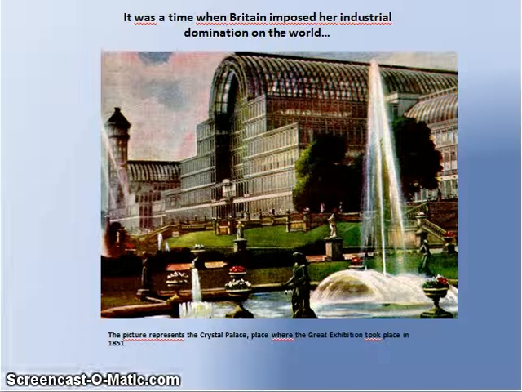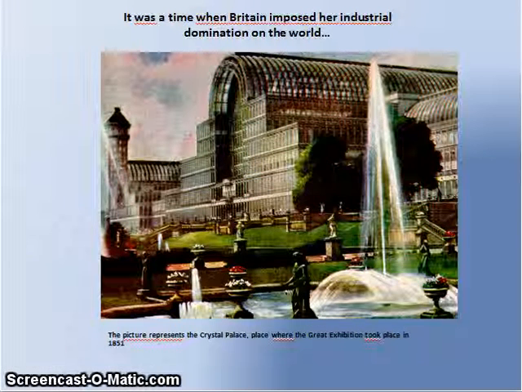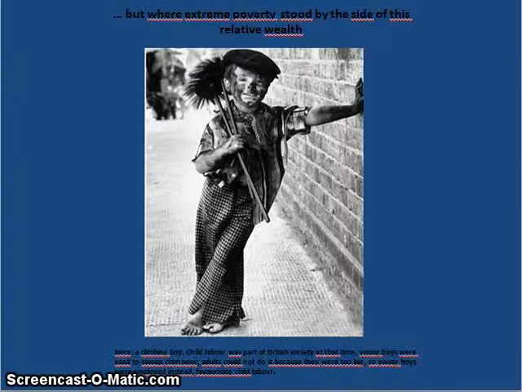The first contrast was economic. As you can see, the picture represents the Crystal Palace, where the Great Exhibition took place. The Great Exhibition was meant to show how Britain was economically and industrially far more advanced than any other country in the world. But the downside of this economic wealth was that extreme poverty was spreading inside the cities.